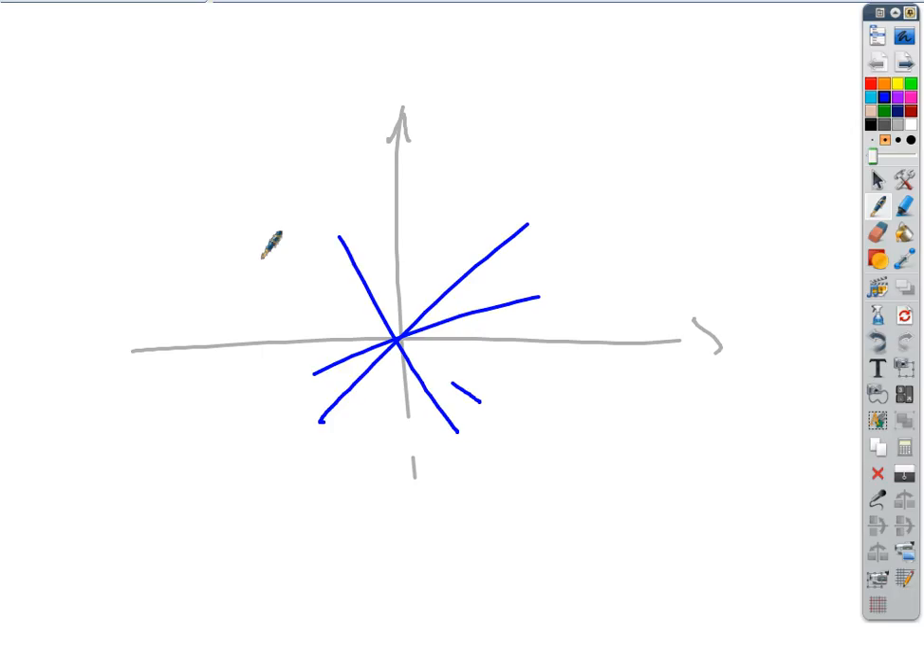Now, if we had some particular condition or initial condition, which mean exactly the same thing, let's say that this one had to go through the point (2, 2). Well, then that would be the winner. That would be the trajectory that satisfied that condition, and so that would have been the particular solution.